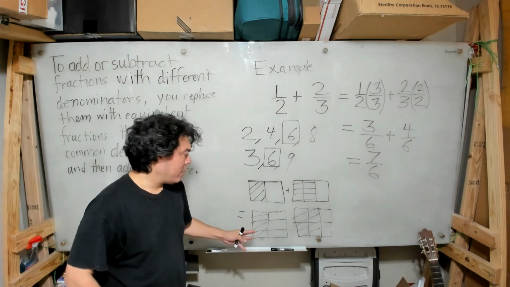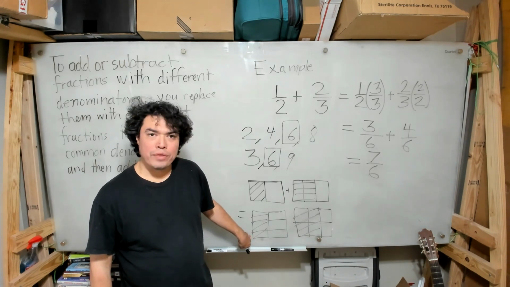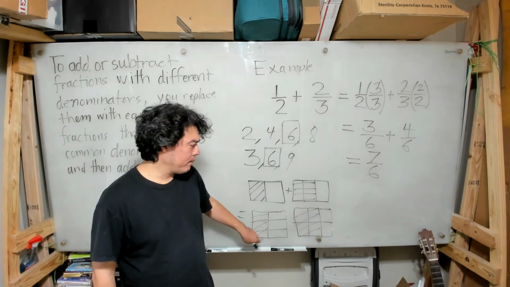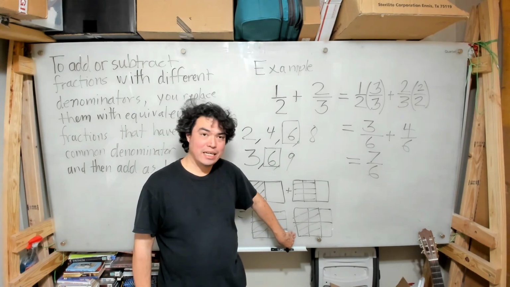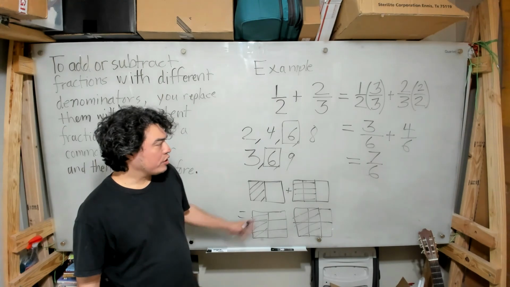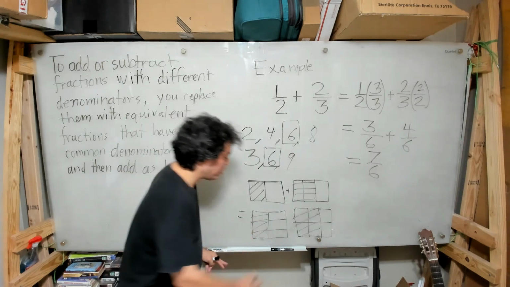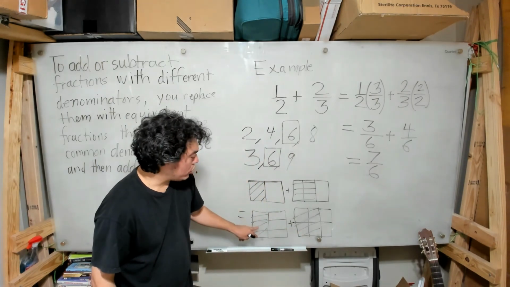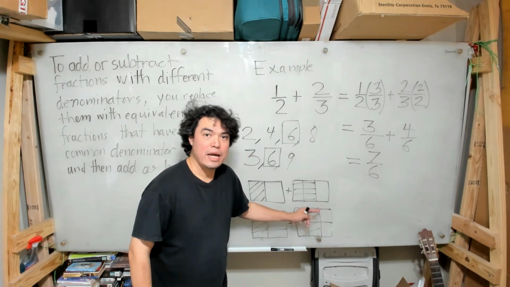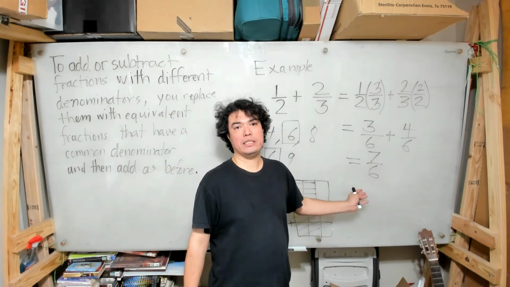Of course my drawings are not perfect, but you can see that this corresponds to the cake being sliced into 6 equal pieces and 3 of them are selected. And here you can see that this corresponds to the cake being sliced into 6 equal pieces and 4 are selected. And so these correspond to these fractions. And how many of the pieces are there together when we add these two? Well, 1, 2, 3, 4, 5, 6, 7. So there are 7 total pieces that are 1/6 of the thing each. And therefore 7/6 makes perfect sense.